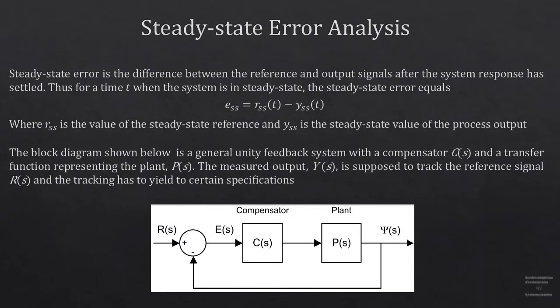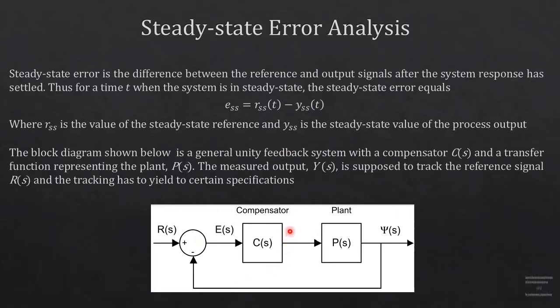As you know that steady state error is the difference between the reference and the output signal after the system response has been settled down. Thus, for a time interval t, the steady state error will be equal to this equation. Here ESS is the steady state error, RSS is the steady state reference, and Y of S is the output of the system response. The general block diagram with a unity feedback system is shown here.